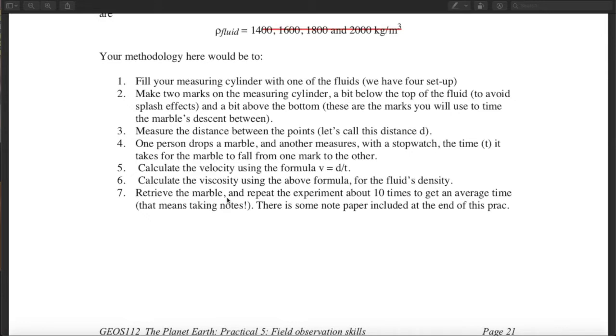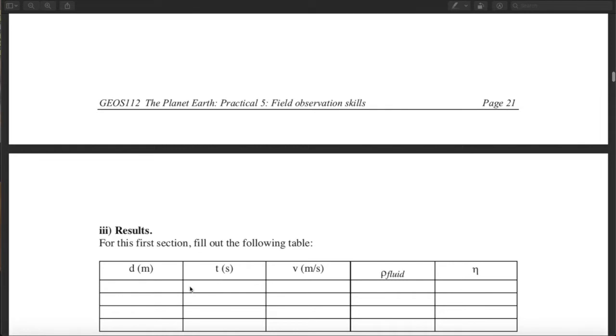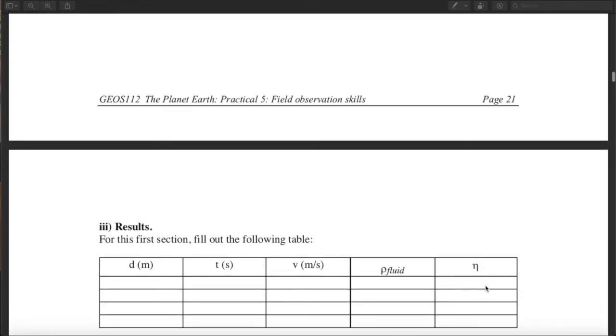We don't just want to do it once. We have a lot of noise in these sort of experiments, so to minimize that, we want to take an average. So what I've actually done in the videos is repeat the drop experiment three times. And what you can do even is write down the three times in here and work out the average time and use that to calculate the average velocity and average viscosity based on that.